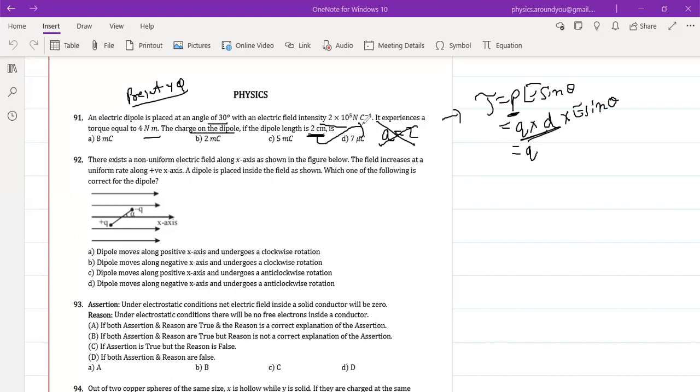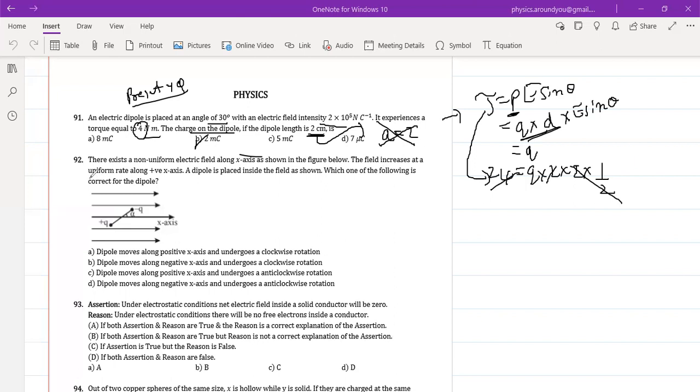And tau value is given. Tau value is given as 4. Put all the numbers. So how to do it mentally? See, I'll just give you a glimpse of how it runs through my mind. Tau is 4. In P, there is also a 2. In E, there is again a 2. And sine 30 degrees is 1 by 2. So this goes away. 2 cancels with 4 as 2. So irrespective of the units, all are milli, the answer should have 2 in it. So the answer is 2. 91 goes with B.